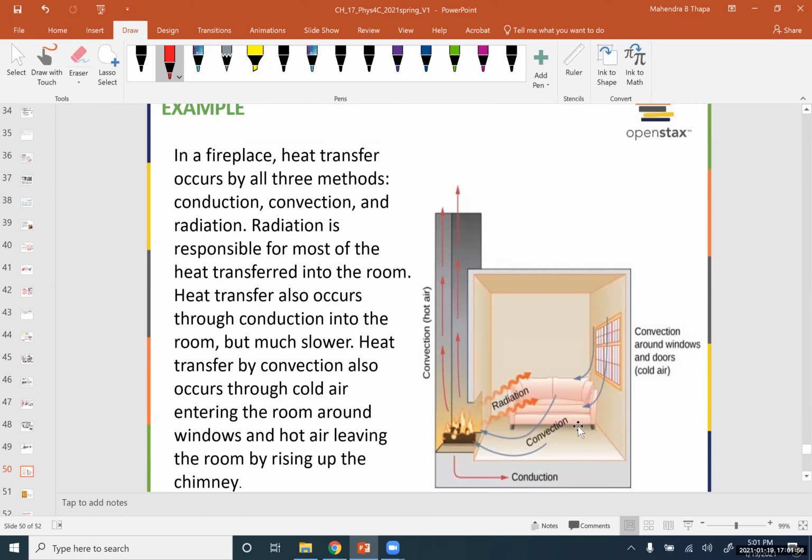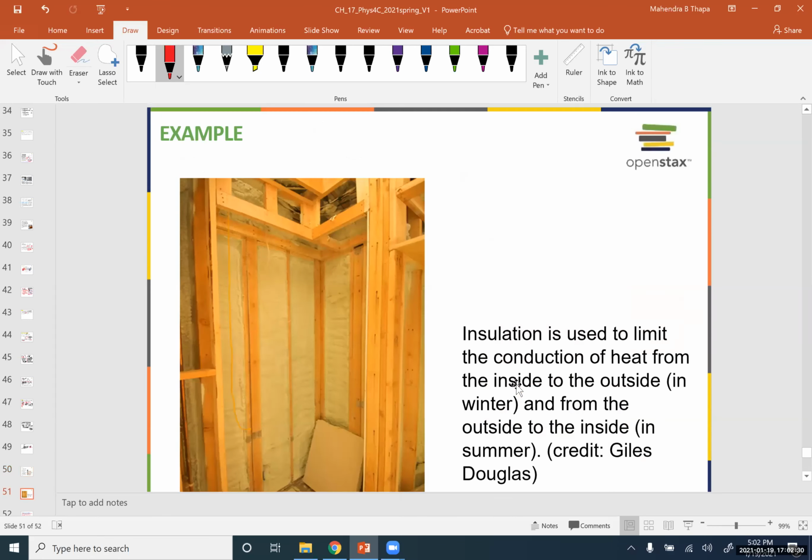For example, if you burn a fireplace here and you are sitting on the sofa, you are getting heat by radiation. The room also gets warmed by convection, because the particles of air transfer heat. And a small amount of conduction. Conduction means if a furnace is placed over some object, it also gets heated. This is the example.